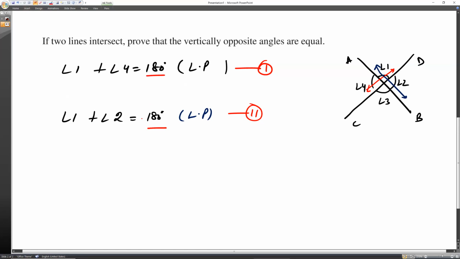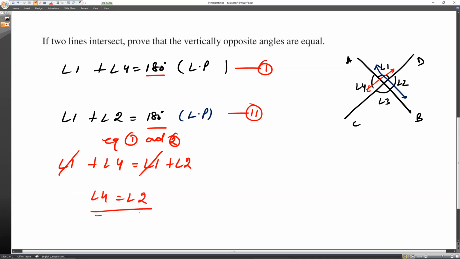Equating, because they both are equal to 180 degrees, we write angle 1 plus angle 4 equals angle 1 plus angle 2. You cancel out angle 1 on each side, and you will get angle 4 is equal to angle 2. Similarly, angle 1 will be equal to angle 3. Hence proved.